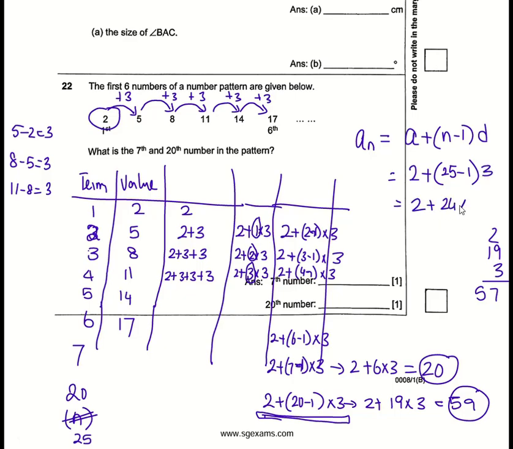So 24 times 3. So 24 times 3 is 72, plus 2. Let me see. 24 times 3, 72. Yeah. So that will be 74.